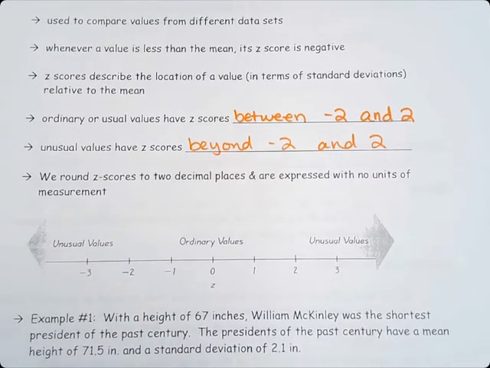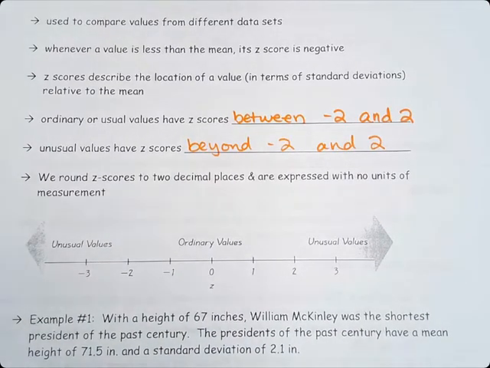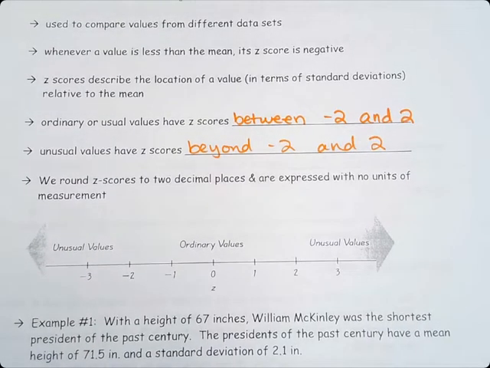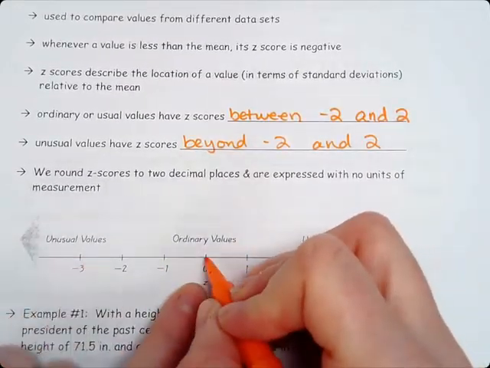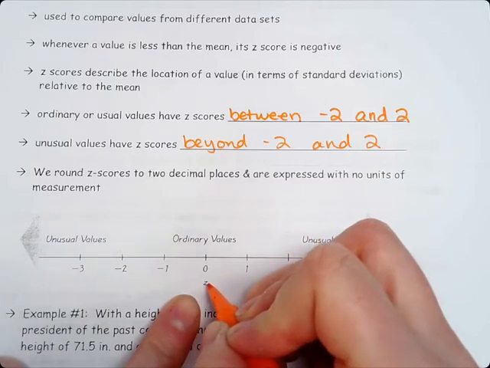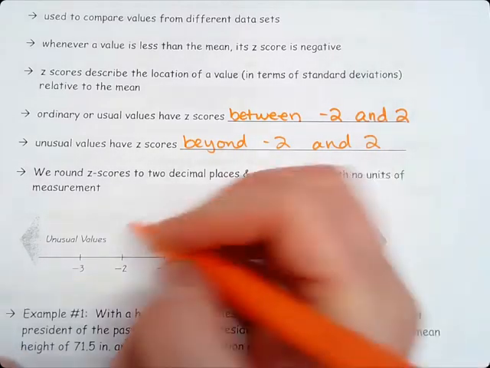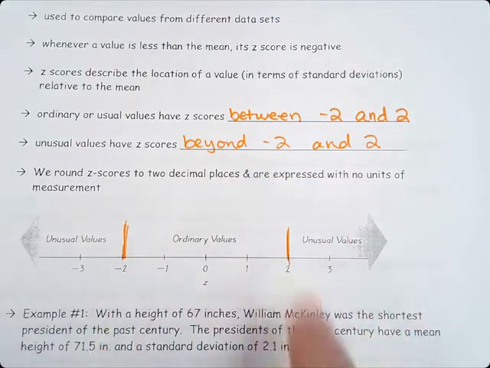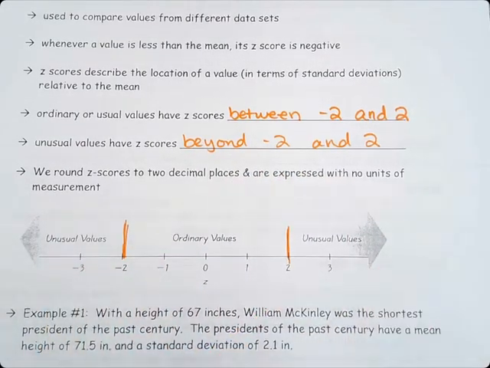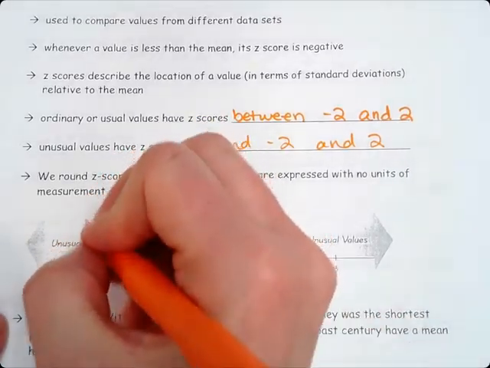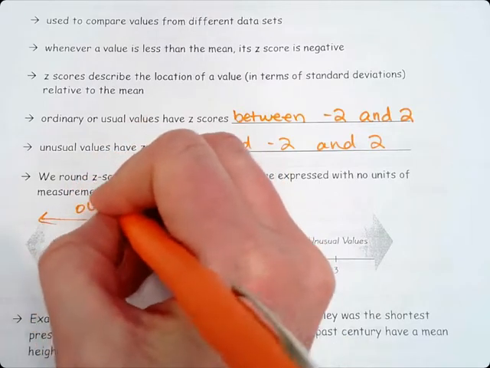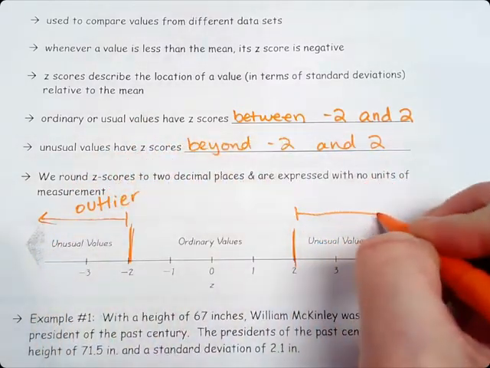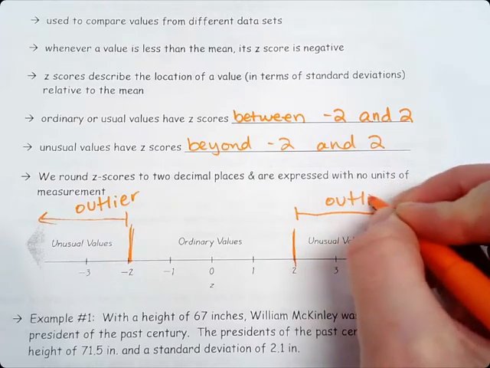We round z-scores to 2 decimal places, and we express them with no units of measure. We just say z equals whatever. We don't write a unit of measure. A z-score of zero would be right on your mean. Between -2 and 2, those are your ordinary values. Anything beyond that would be our unusual. Anything that lies in this area would be considered an outlier. Same thing here. Anything that lies within this area is an outlier.